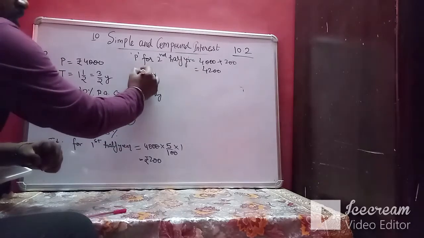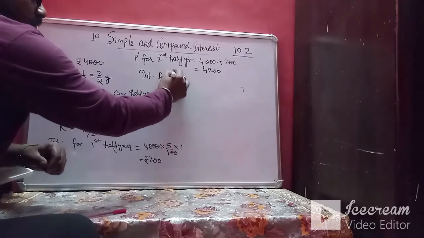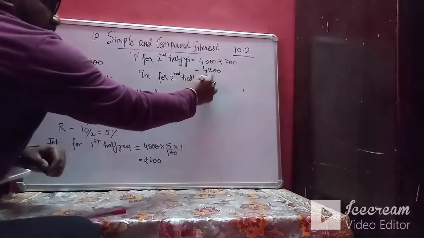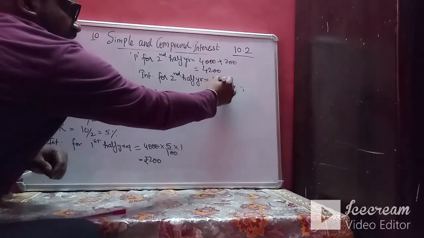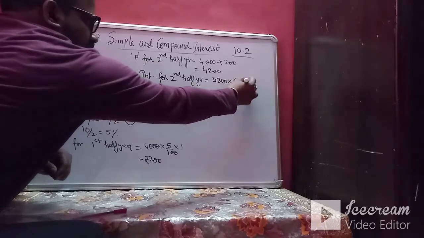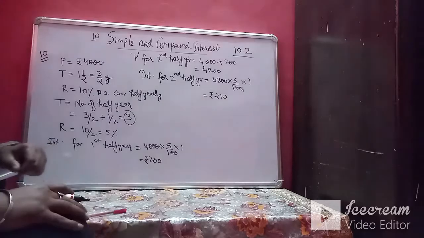Next we will calculate interest for second half year. So interest for second half year is 4,200, rate is 5 upon 100 into 1, that is rupees 210.